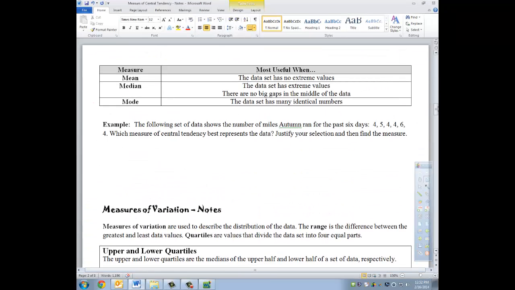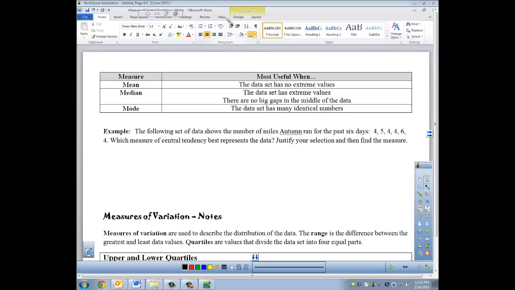Now on the next page we have this table that I made for you that tells you when each measure is most useful. Mean will be if there are no extreme values, so no really small numbers and no really big numbers compared to the rest of your data. The median, the data does have extreme values, so it's okay if you have small or large numbers. And there are no big gaps in the middle of the data, so maybe you have 2, 3, 4, and then maybe jump to 26, 28. That's a big gap in the middle. Mode is most useful when you have a lot of the same number.